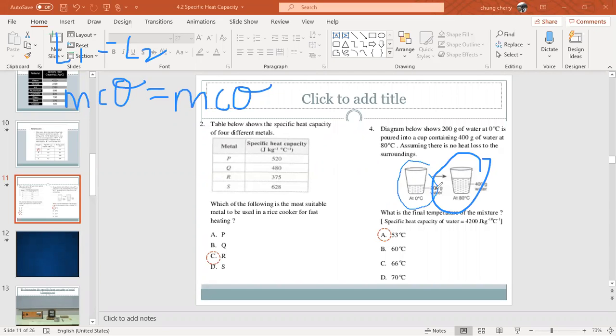We need to change it into... Okay, I don't want to waste time now. So it will become 200 gram. You must change it into kg. So 200 gram changed into kg will be 0.2.